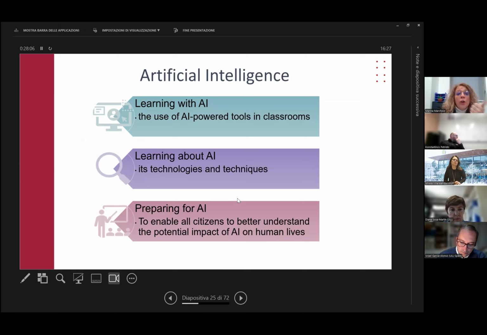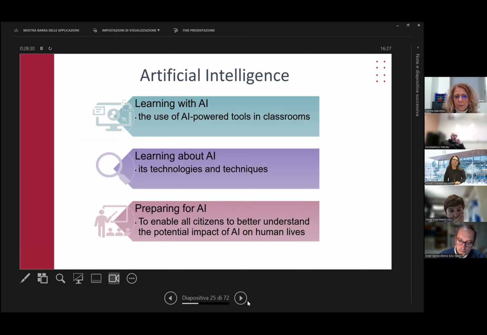Learning with artificial intelligence means to use artificial intelligence tools in classrooms, but also it means to allow our students to learn about artificial intelligence and also to prepare them for artificial intelligence. And this is very, very important.